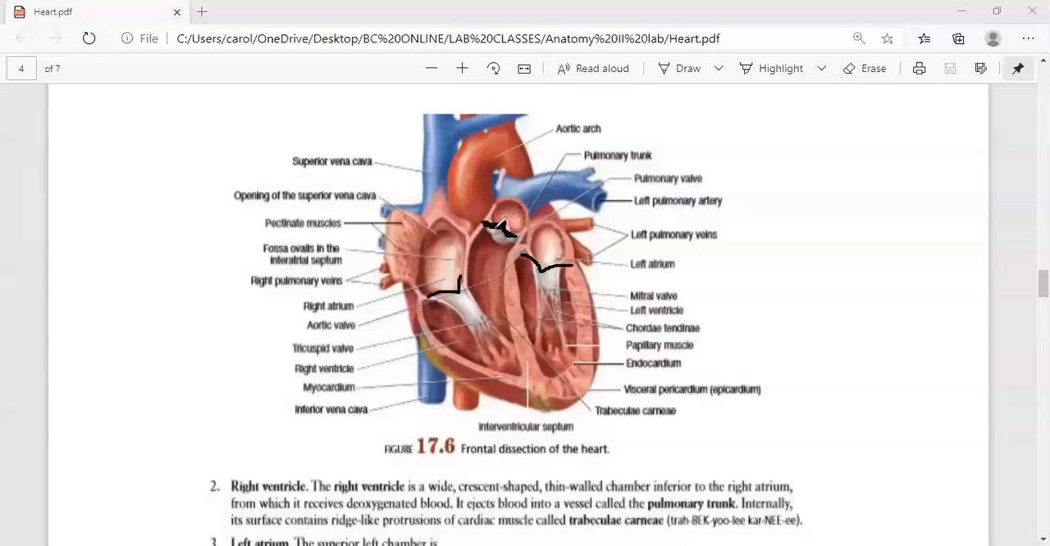So this is the pulmonary trunk. So the pulmonary trunk is going to have a semilunar valve. This one right here is the aorta. The aorta is also going to have a semilunar valve right there.